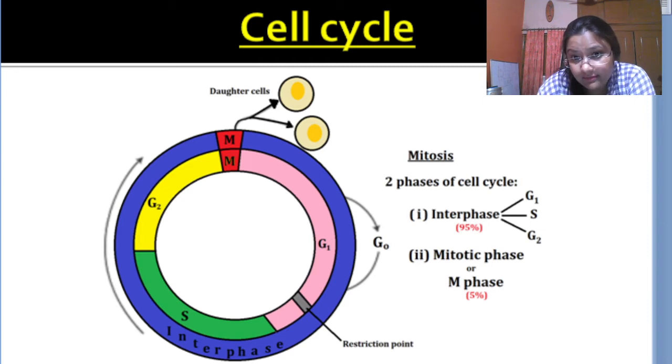Further, interphase is divided into three other phases: G1 phase, which is indicated by this baby pink color; synthetic phase, which is S phase, shown in green color; and G2 phase, which is indicated in yellow color. So these are the three phases of interphase. This G1 phase also has one restriction point. We will discuss this restriction point as well.